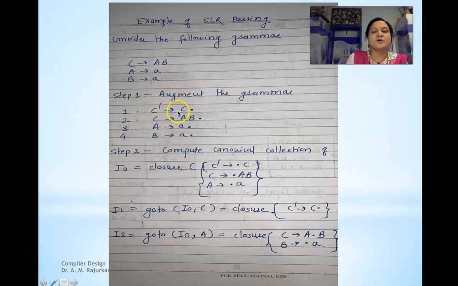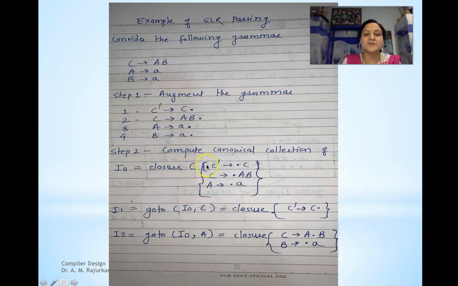Actually it should be C' tends to dot C, then C tends to dot AB, A tends to dot A, and B tends to dot A. By mistake the dots are placed at the end; those should be at the beginning of the production, which indicates that we have not yet read anything with the parser.